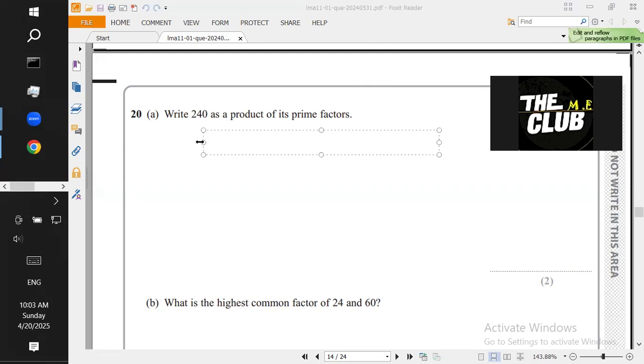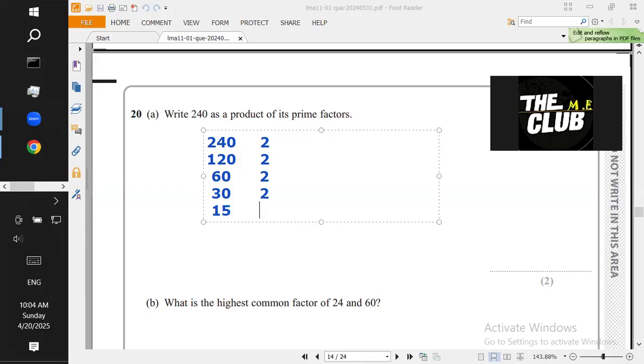Now, the dividing method will work like this. We're going to take the 240, divide it by 2, and then I'll get 120, and then divide it by 2 again. I will get 60, and then divide 60 by 2. I will get 30, and then divide 30 by 2. I will get 15, and then we can't divide 15 by 2, so we have to go up with the prime factors.